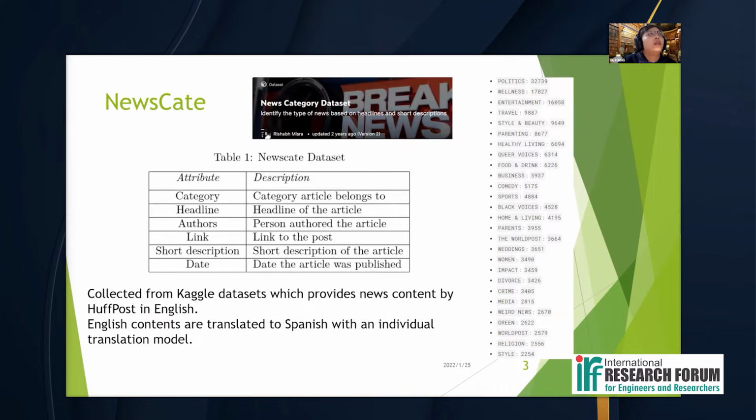The first is called Newsgate, and it is collected from the Kaggle dataset, which provides news content by HuffPost, and it was in English. So we translate it into Spanish with an individual translation model.